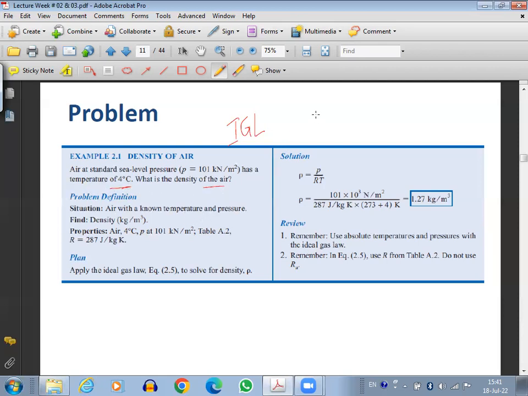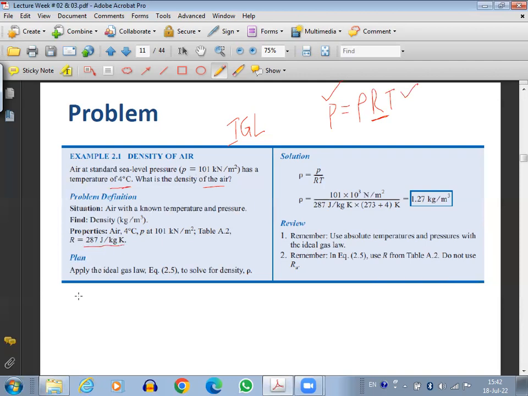Okay, so it's the ideal gas equation of state. So we have P equals rho R T. Temperature is given, right? 4 degrees centigrade. Then pressure, it's sea level pressure, atmospheric pressure, this is also given. R is the gas constant. So it's kind of a fixed value, okay? R for the case of air is 287 joule per kg Kelvin.